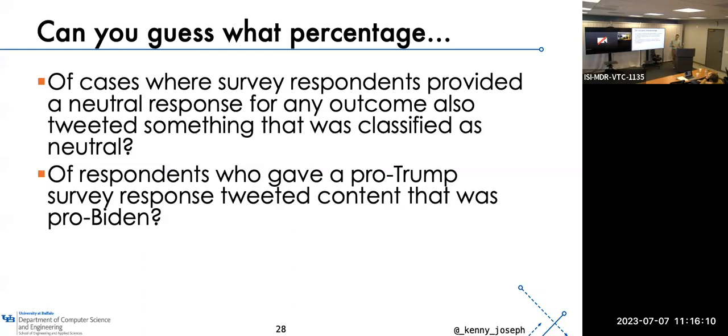For Trump, it was not a vast majority. I would say it was closer to 35%. But okay, of respondents who gave a pro-Trump survey response, what percent tweeted content that was pro-Biden?